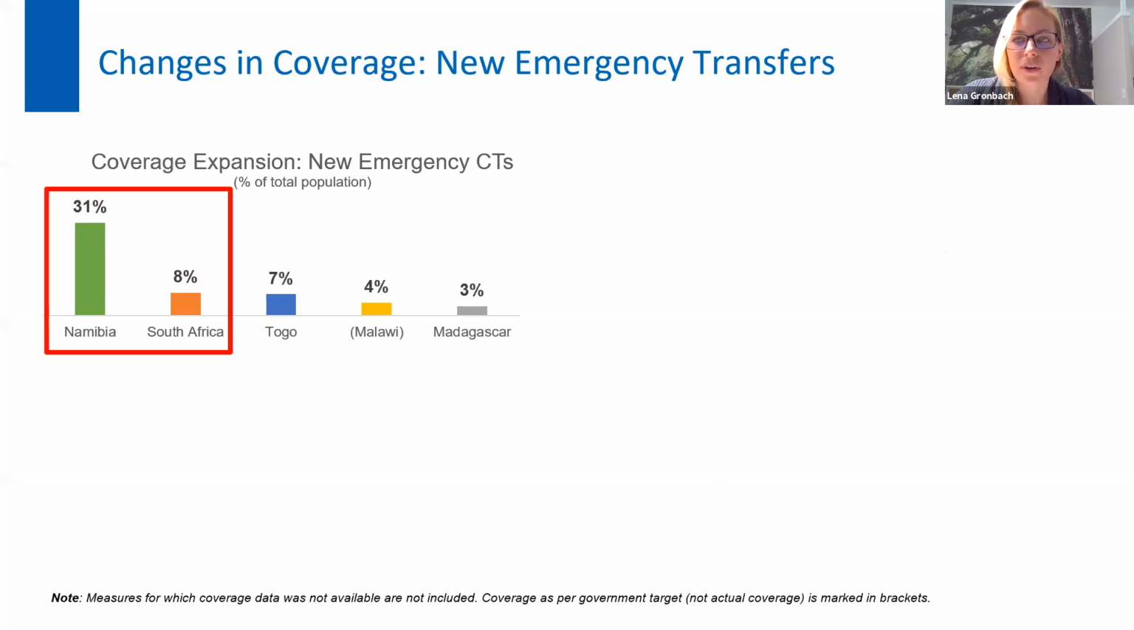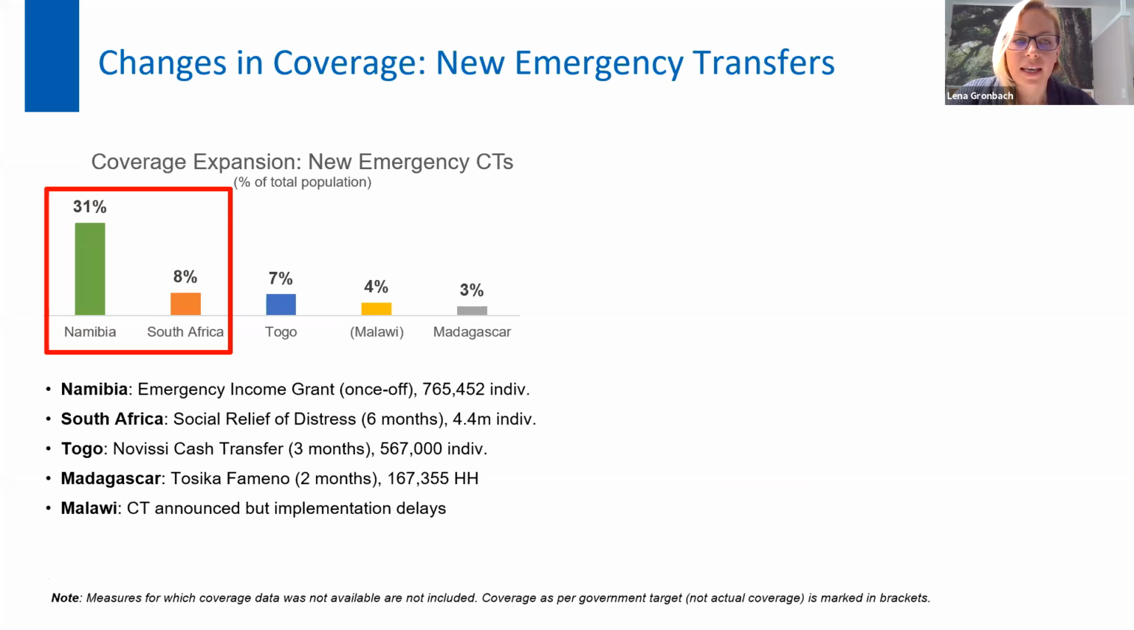Namibia actually managed to reach almost 1/3 of the population with the emergency income grant. And then South Africa up next with the social relief of distress grant. And that obviously being a much longer program. So even though it reaches less in terms of share of the population, it is a much longer program. And also in terms of the individuals reached, the number is actually much higher than in Namibia, for example.